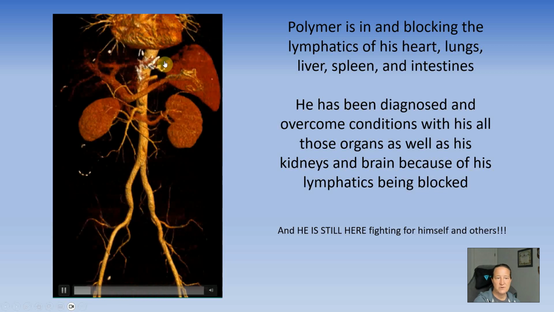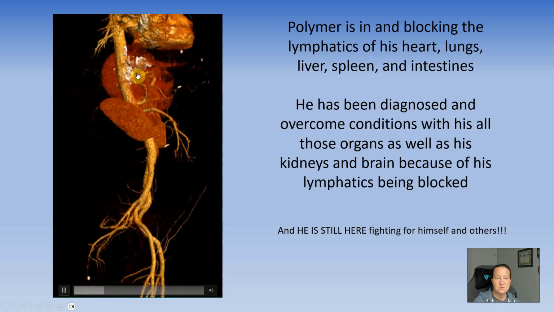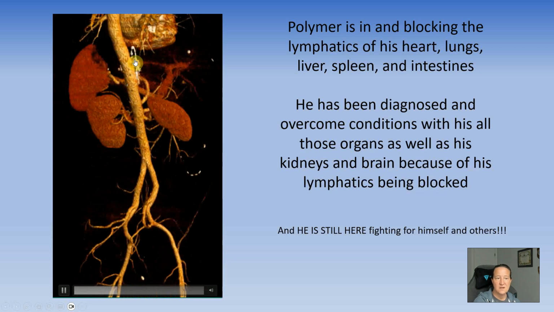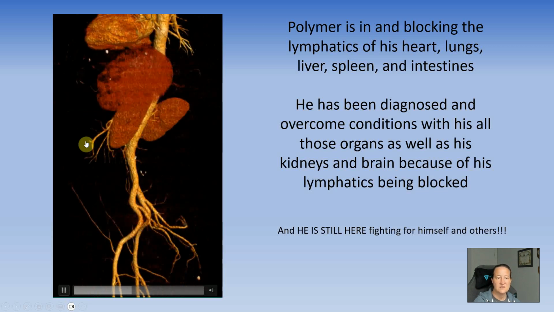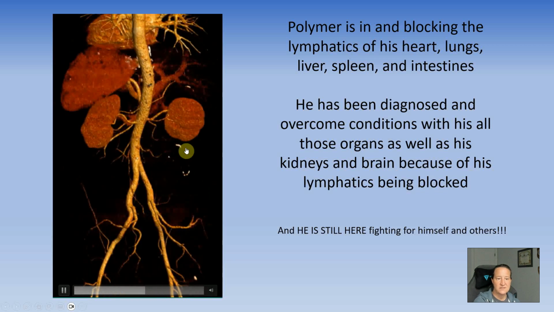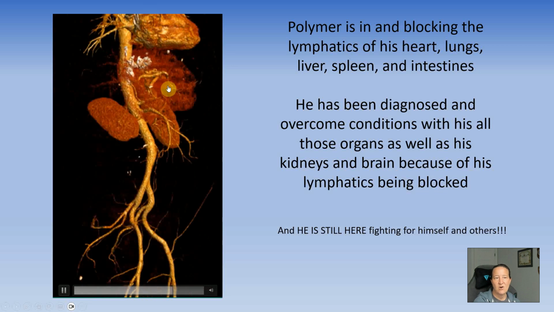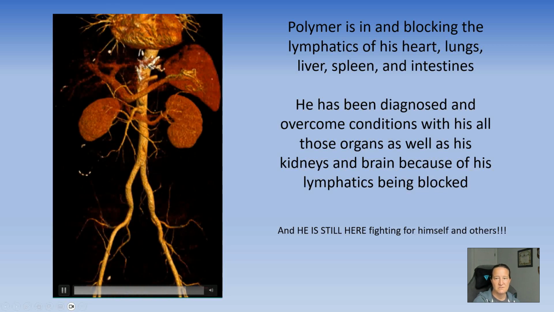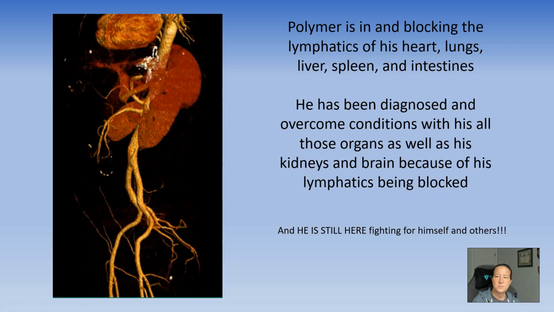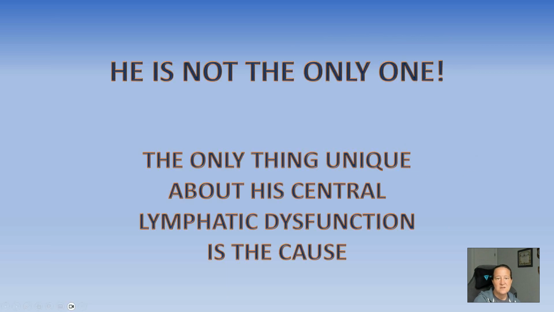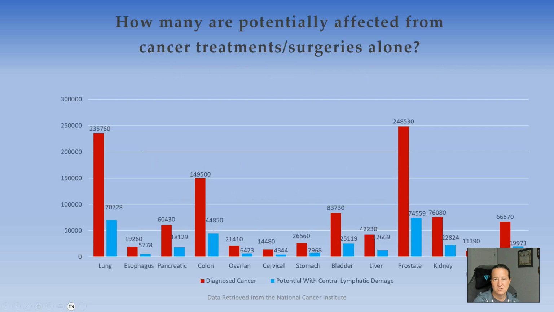This is just a 3D rendering of that. The white here is the plastic, so you can see it within the thoracic duct, and how even in and around here into the intestines and smaller portions, kind of the outline here behind the kidneys, you can see where the plastic is in the heart. And yes, while it's blocking the lymphatics of the heart, the lung, the liver, the spleen, the intestines, he is not the only one who has a central lymphatic dysfunction, right? He may be a unicorn in how his symptoms developed with the lymphatic dysfunction in the central lymphatics, but he's nowhere unique in having a dysfunction here.